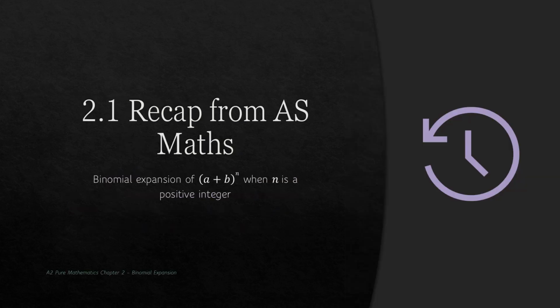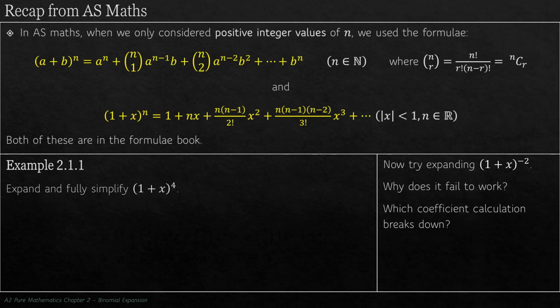Going to start the binomial expansion by recapping some of the things that we looked at in AS. So these are the formulas that you should have seen at AS. We've got this one here, which is probably the one that most of you are using. Some of you might have adapted it to use this one here. This can only be used when we've got a 1 plus at the beginning, so it has to be in the form 1 plus x.